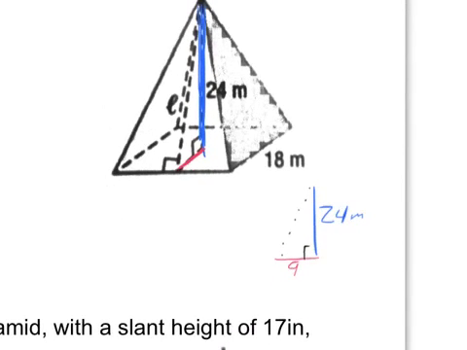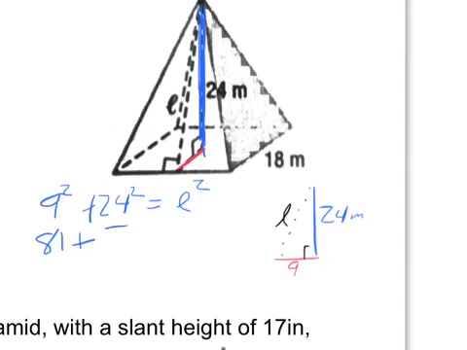Well, if it's 9, then we should be able to use the Pythagorean theorem to figure out what the slant height is. This guy. So we're going to say 9 squared plus 24 squared equals L squared. 9 squared is 81. 24 squared is 576, and we don't know what L squared is. But we do know that it's equal to 576 plus 81. So let's see what that is. 576 plus 81 is 657.